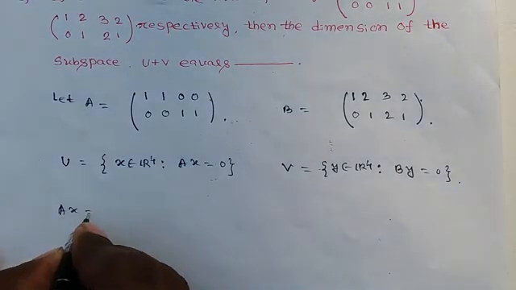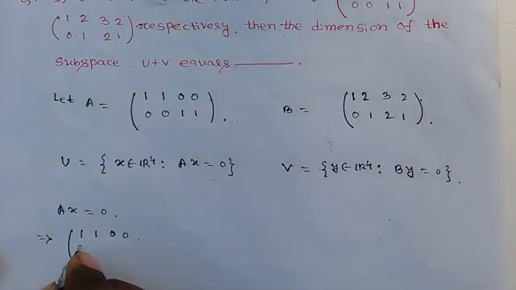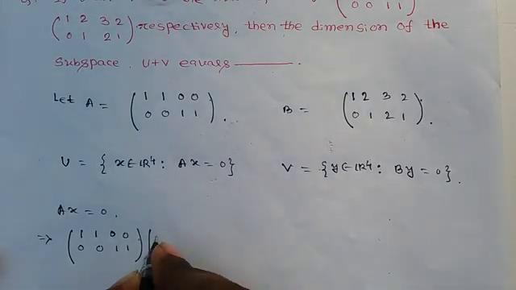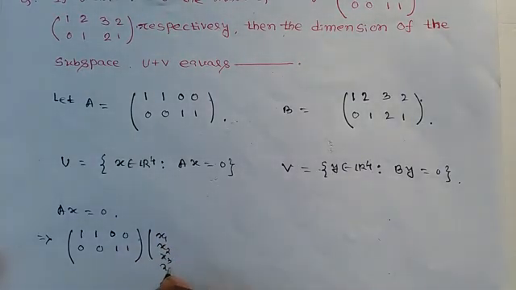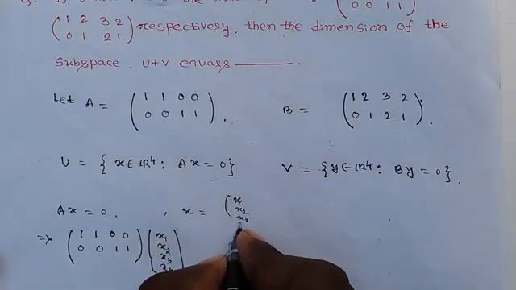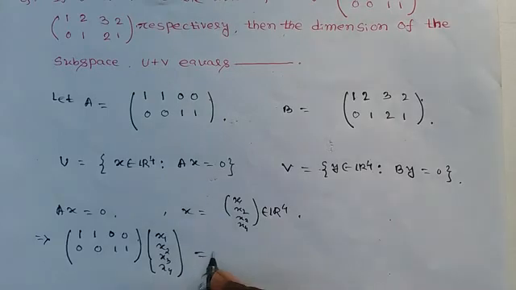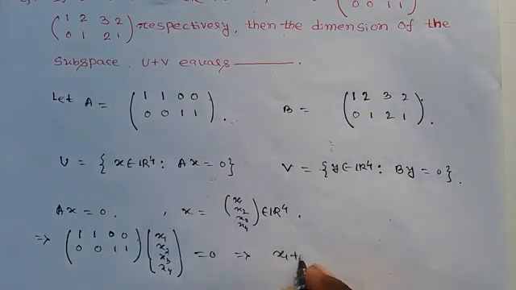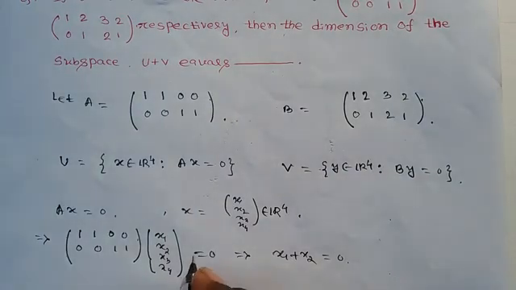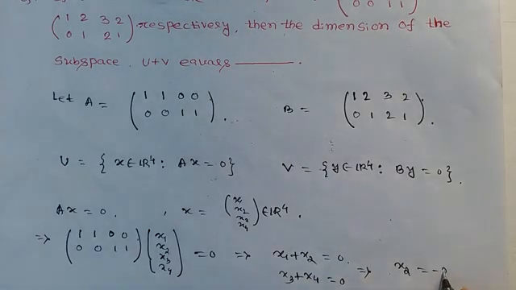So Ax equals 0 implies [1 1 0 0; 0 0 1 1] times the column vector x1 x2 x3 x4, where x equals (x1, x2, x3, x4) is a column vector in R^4, equals 0. This implies x1 plus x2 equals 0, and from the second row we get x3 plus x4 equals 0. So x2 equals minus x1 and x4 equals minus x3.